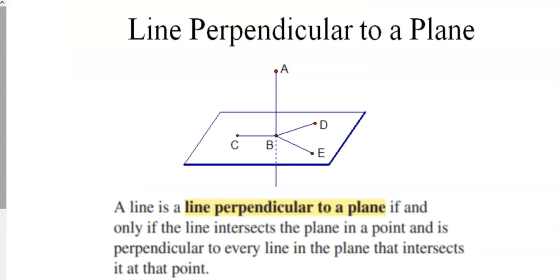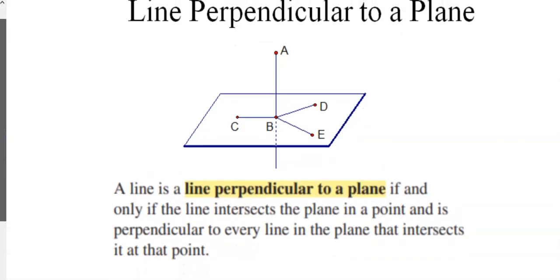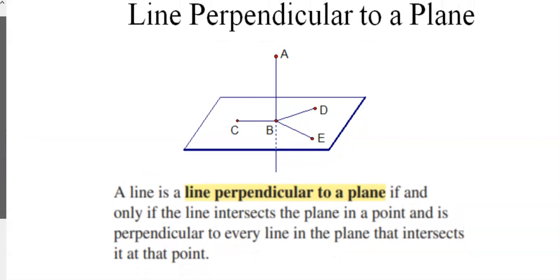So, the line perpendicular to a plane. A line is perpendicular to a plane if and only if the line intersects the plane in a point and is perpendicular to every line in the plane that intersects at that point. We typically call B the foot.